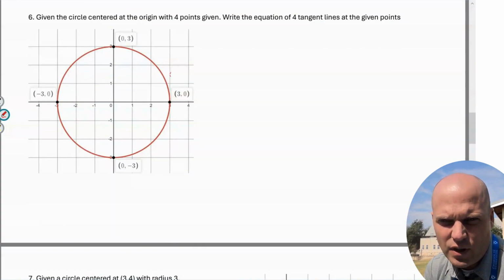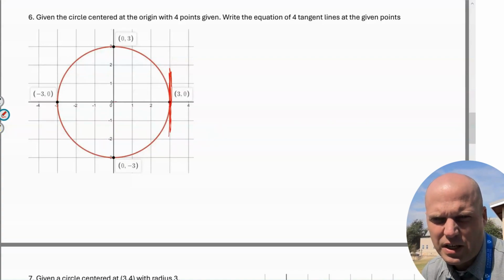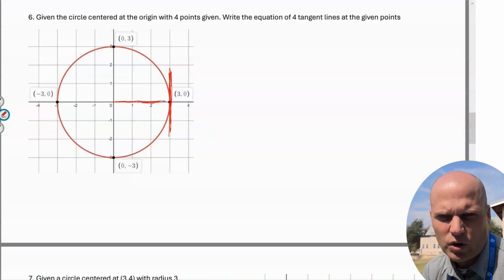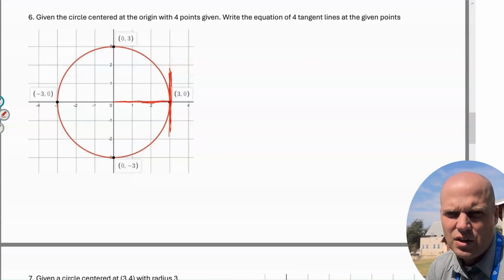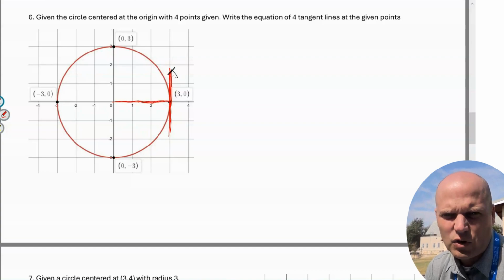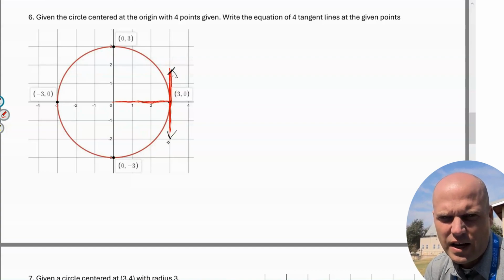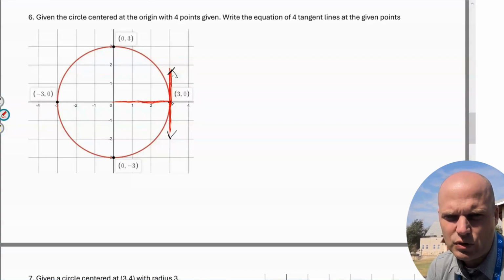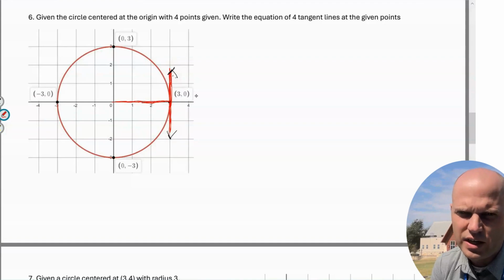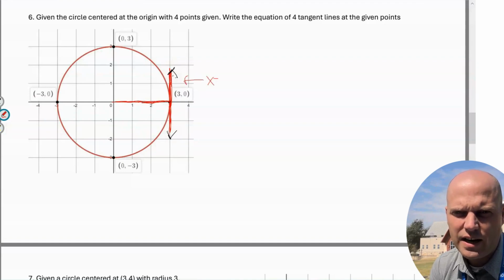Well, we have this vertical tangent line, which is going to be perpendicular to this horizontal radius. This vertical line, all of the x coordinates are 3. This coordinate is (3, 1). This is (3, 2). This is (3, -1). This is (3, -2). This is the line x equals 3.